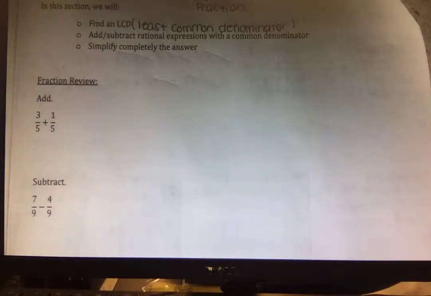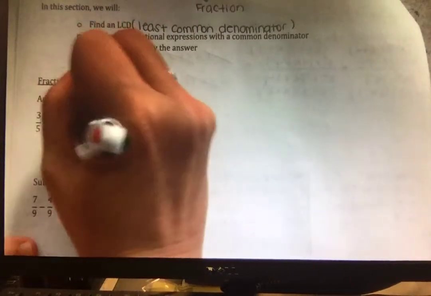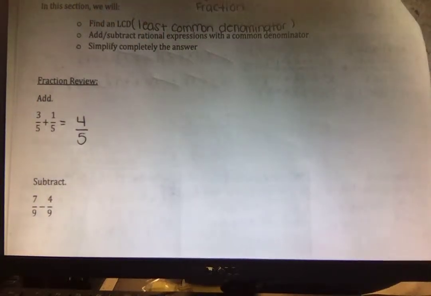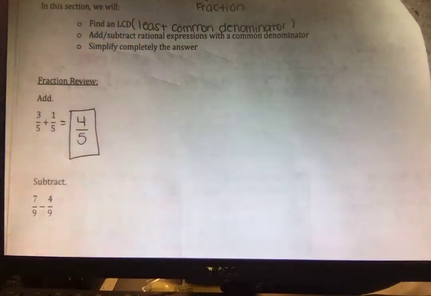So going back just like we did last section, we are going to review old school adding fractions. So we're adding 3/5 plus 1/5. Are these like terms? Yes, 3/5 and 1/5 are like terms. So 3 things plus 1 thing will give us how many fifths total? 4/5. Is there anything that 4 and 5 have in common to be simplified? No, so 4/5 is our final answer.